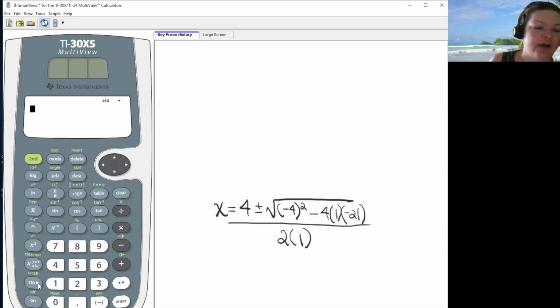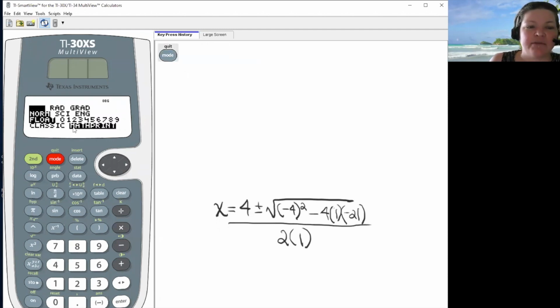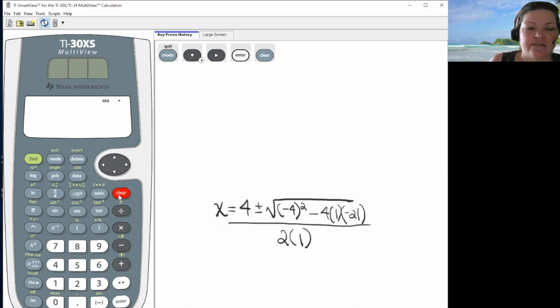So you're going to go ahead and hit the mode button. You can see right now that I am in math print mode. That's what I want to be in for these long, complicated expressions. But if you're not in math print mode, the way to do that is just to arrow down to the word math print. Make sure that we're blinking black on math print, press enter to select that, and then clear to get out of that screen.